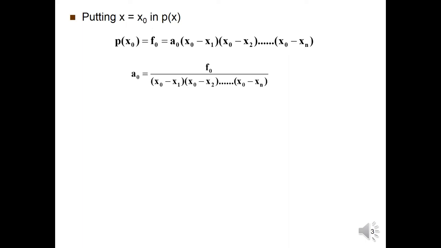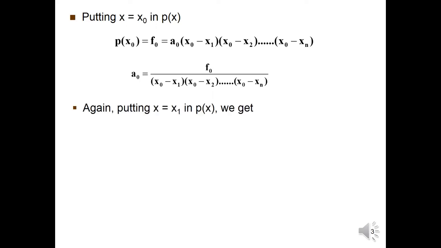Now we put x is equal to x0 in P(x). So our first term is here, all other terms become 0 because all other terms have the x minus x0 term that becomes 0. So finally P(x0) is equal to f0, which is equal to the first term of the polynomial, which is a0 (x0 minus x1)(x0 minus x2) up to (x0 minus xn). Now we find out a0 from here. a0 is equal to f0 upon this one.